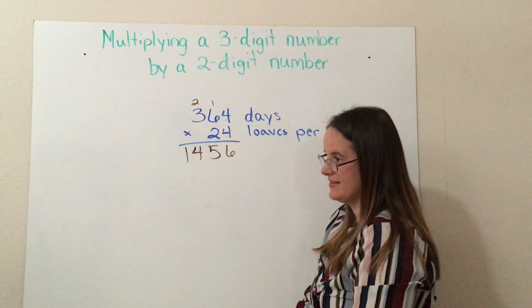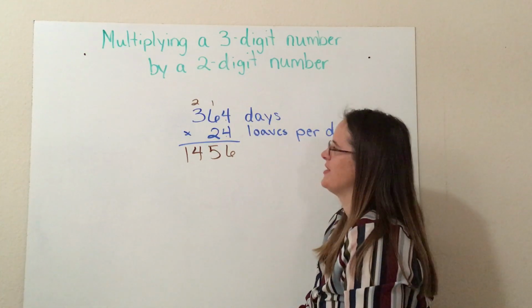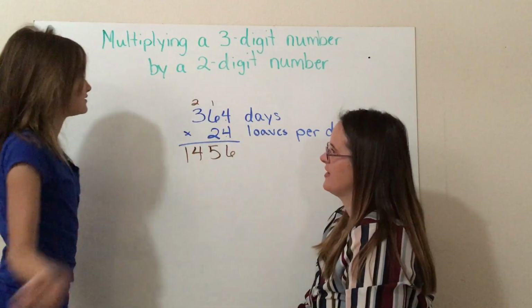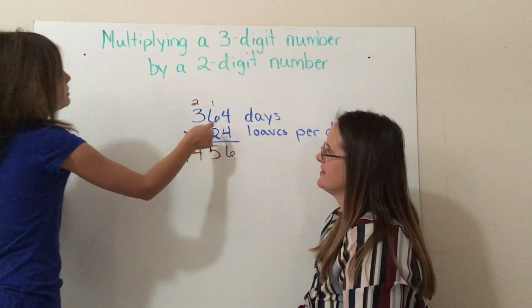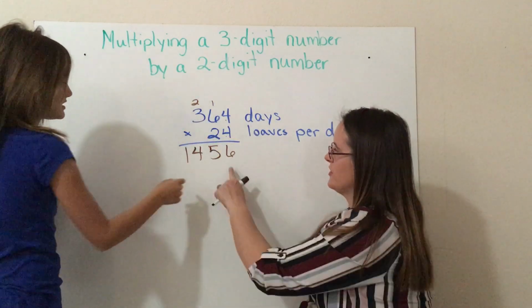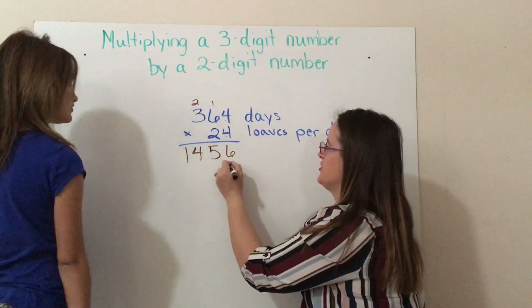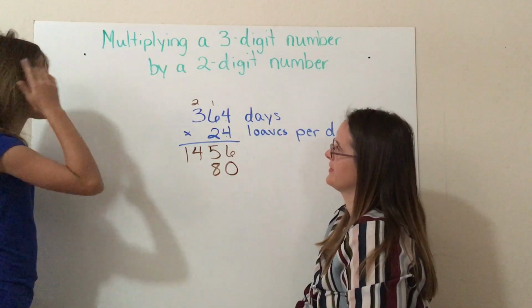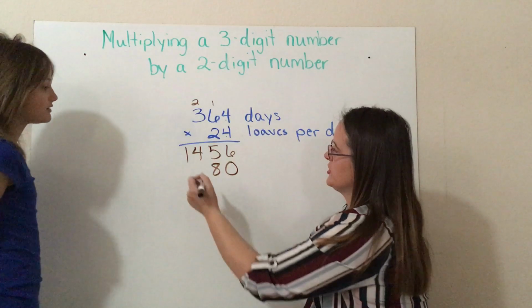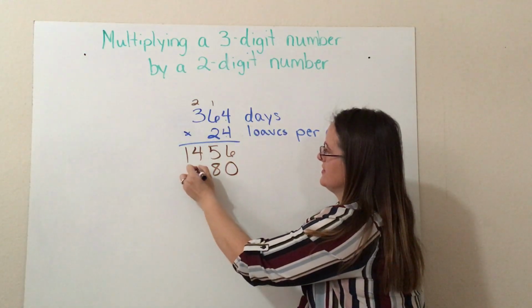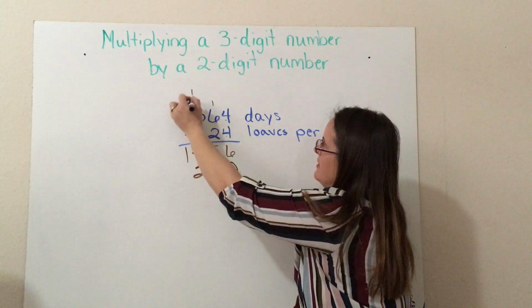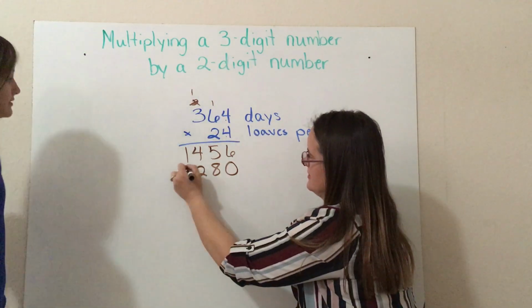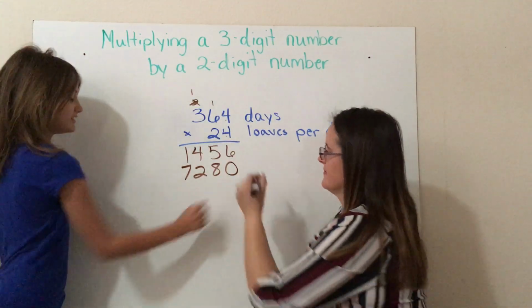Now I'm done, right? No. What else do I have to do? Now you need to multiply 2 times this. So, 2 times 4, 8. Except we need to put the 0 here first. She remembered. I need a 0. Then I can do 2 times 4, which is 8. And then 2 times 6, which is 12. Put the 1 up there, cross out that. And then 2 times 3, 6 plus 1, 7. And then we need to add.